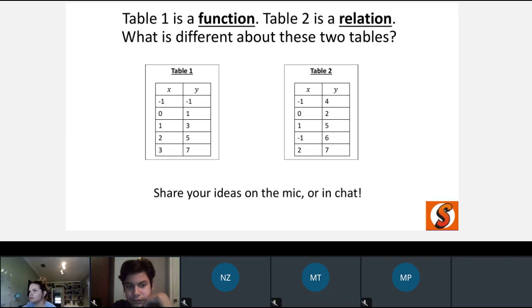Table 1 is a function. Table 2 is a relation. So I want you to take just a few seconds, maybe a minute, and look at these two tables and tell me what you notice is different, and what you think might be different about a function and a relation. If you watched the video in the course yesterday from the lesson, you probably know the answer.